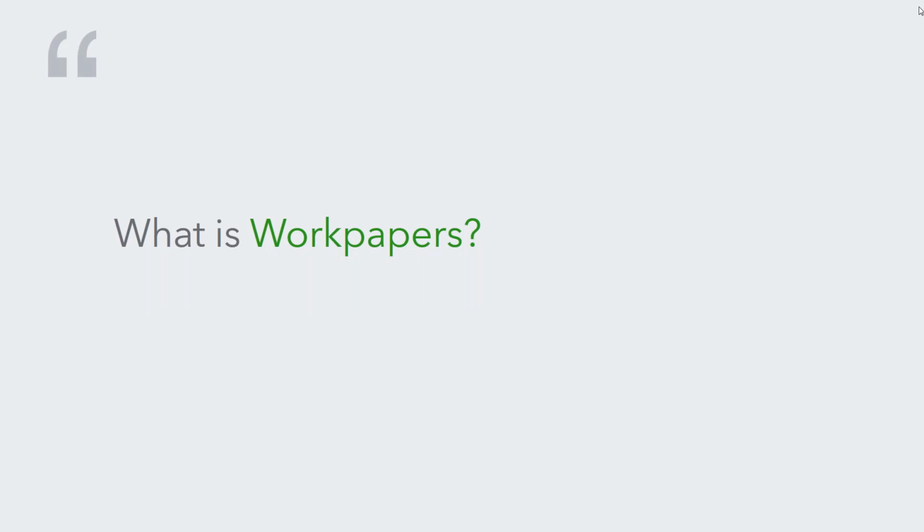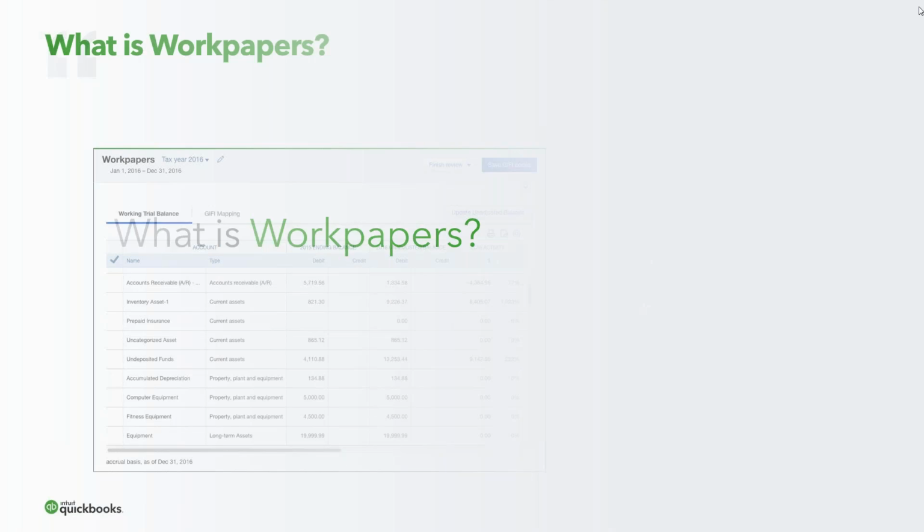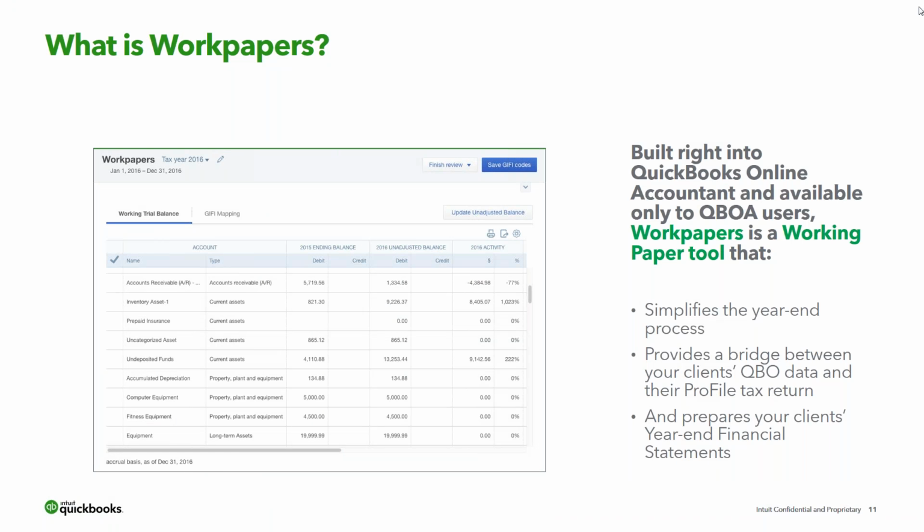So let's start off with the basic question of what is Workpapers? Well, Workpapers not only simplifies and speeds up the whole year-end process, but it also automatically creates GIFI codes and helps you to prepare your client's financial statements. So this is great if you're doing notice to reader type of engagements with your clients.